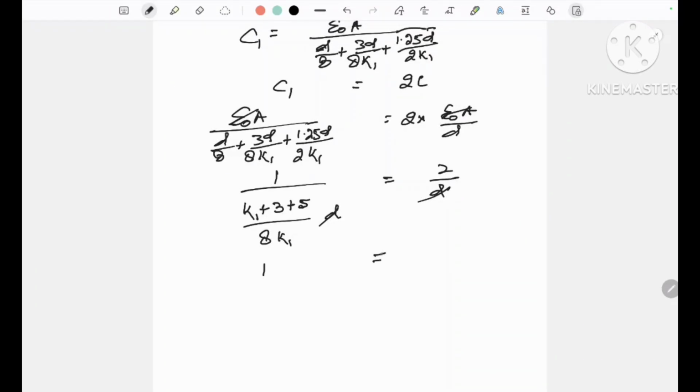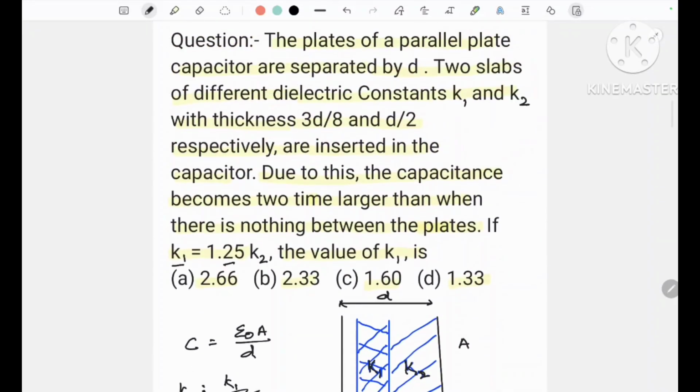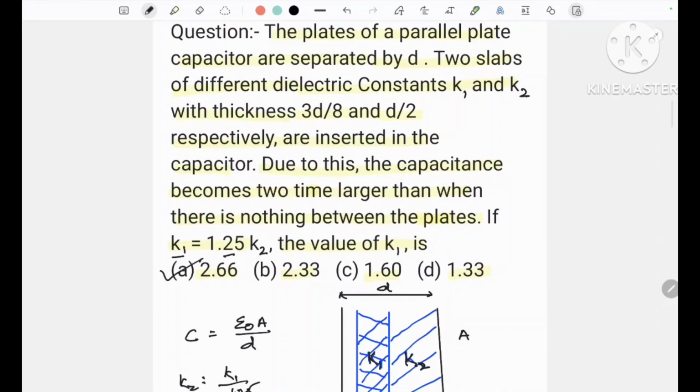1 is equal to 2 into (K1 plus 3 plus 5) by 8K1, so 4K1 is equal to K1 plus 8, or 3K1 is equal to 8. K1 is equal to 8 by 3, 2.66. So the value of K1 is 2.66. A is correct option.